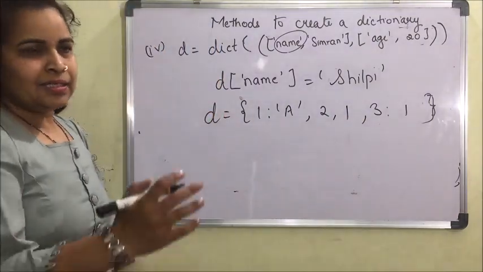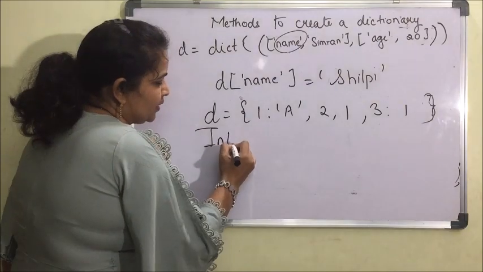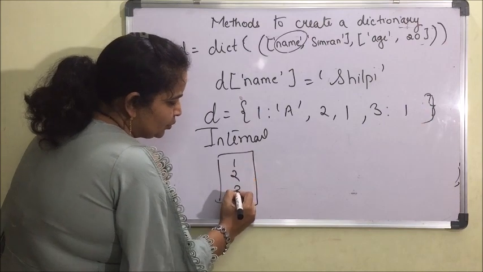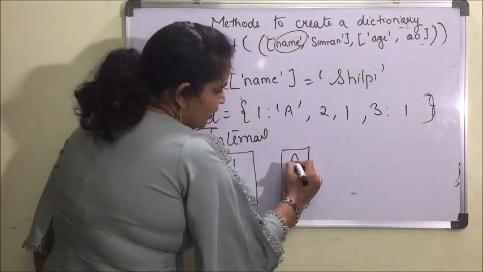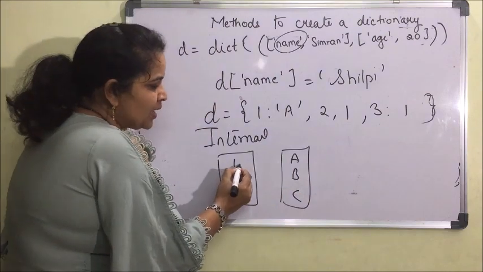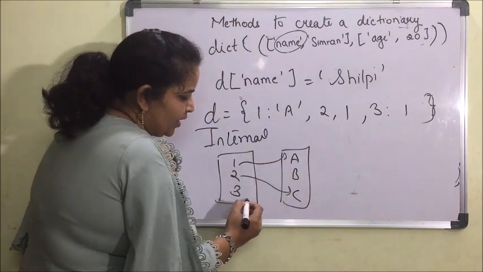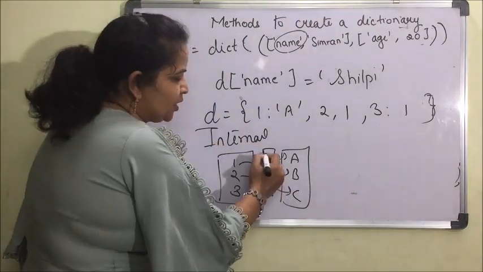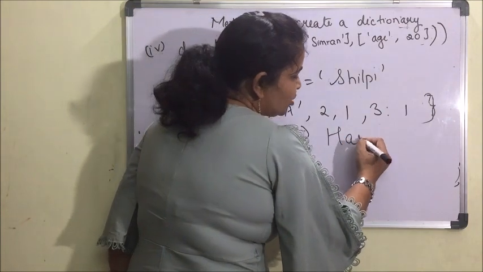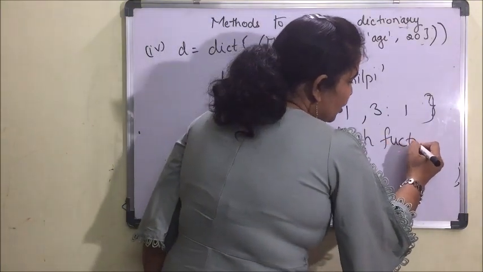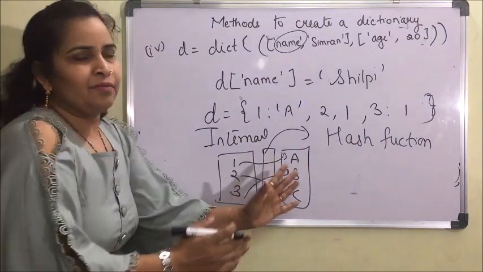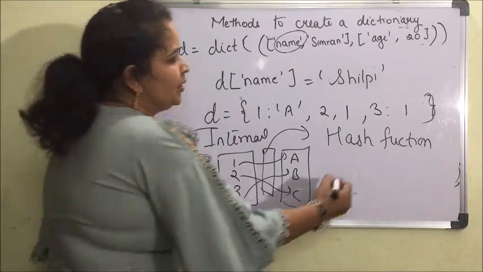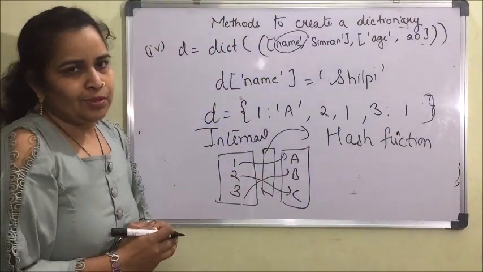Then the last characteristic is that internal mapping is done. Internal mapping means we are storing the keys 1, 2, 3 and A, B, C. So keys are linked to the values by a common function. There is a function called the hash function, which is used to link the key and value pairs, keys to the values.